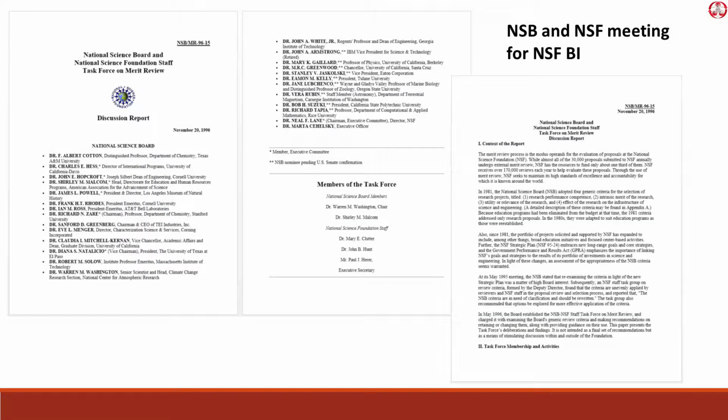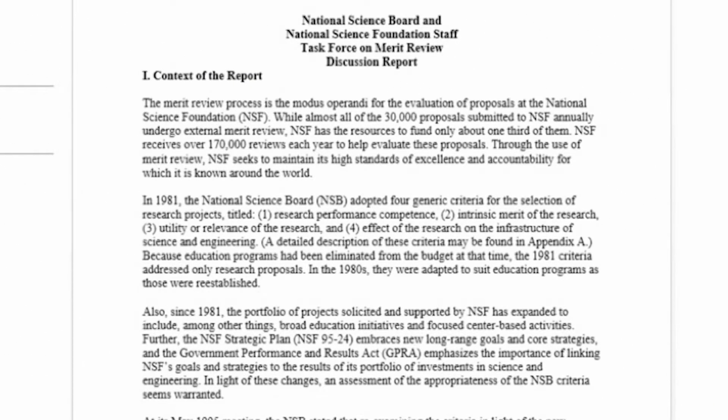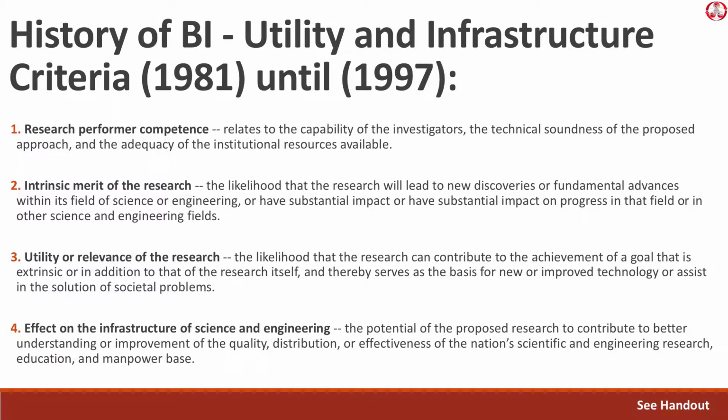What this is basically is a discussion report of the National Science Foundation meeting with the National Science Board and asking, do these 4 criteria make sense? Do we need to streamline the process? What do all these criteria look like? And it started in 1981 and went till about 1997, until they actually came up with the term broader impacts.